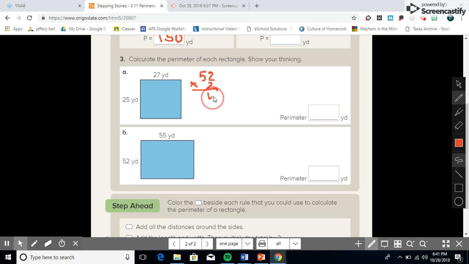2 times 2 is 4. 2 times 5 is 10. So my perimeter is 104. Go ahead and do B and do whatever strategy works for you.